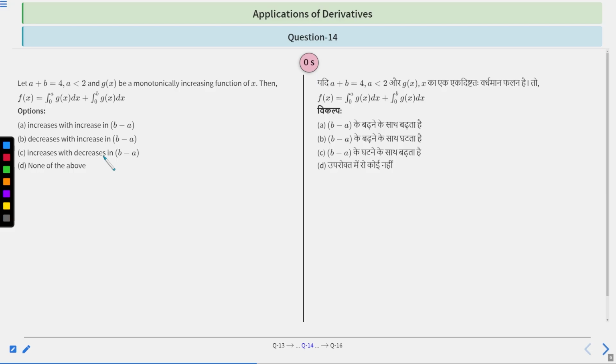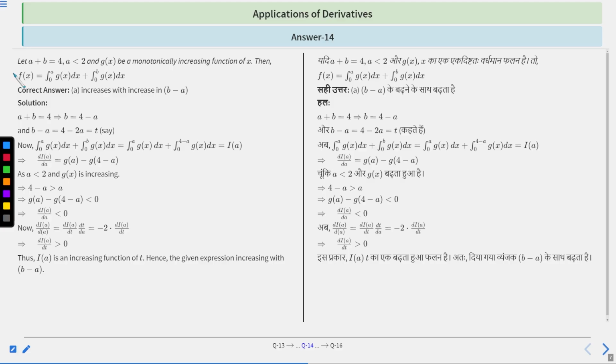Okay, let's move to the solution part. Since a plus b is equal to 4, therefore b is equal to 4 minus a, right? And b minus a is equal to 4 minus 2a. Here, b minus a can be written as 4 minus 2a. Suppose it is equal to t.